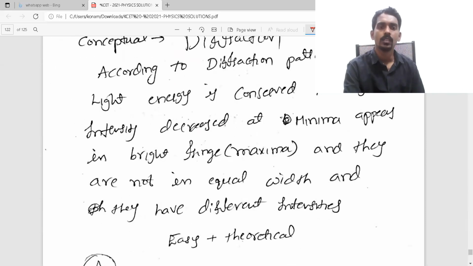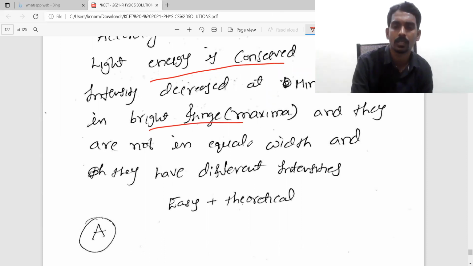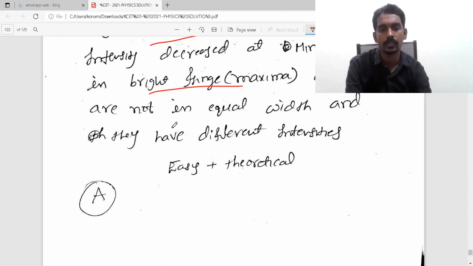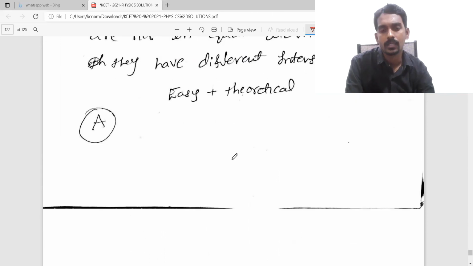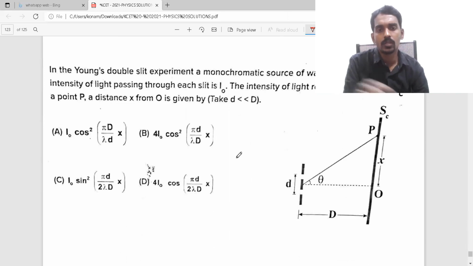So here I have given, according to the diffraction pattern, light energy is conserved. That is, the light intensity decreased at minima appears in the bright fringe. Just like interference, but the difference is decreasing width and decreasing intensity. They are not of equal width and they have different intensities, of course. If you have studied diffraction, then that is not a big deal. But this question is difficult.